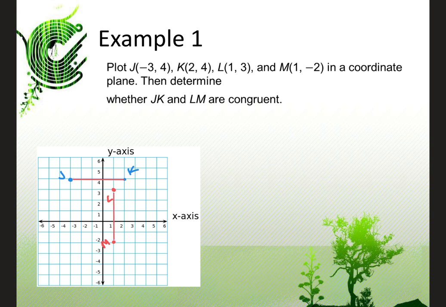Now these are vertical and horizontal, so we can simply just count 1, 2, 3, 4, 5, or from negative 3 to 2 would be 5. And then 1, 2, 3, 4, 5 from negative 2 to positive 3 would also be 5. The answer here is yes. JK would be congruent to LM.